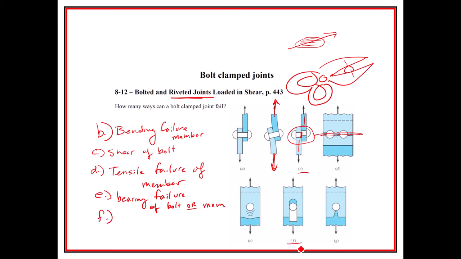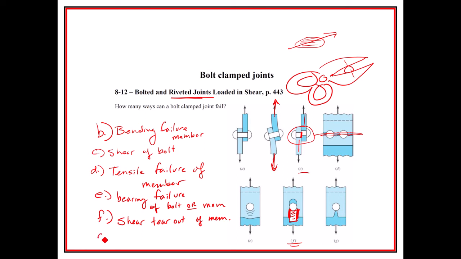We could also have the shear tear out, I guess is what we like to call it, of the member. We'll talk about that some more, but that's almost like this little chunk is getting like a sled and getting pushed out, and the shear faces are right here.